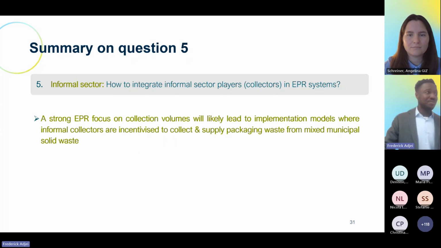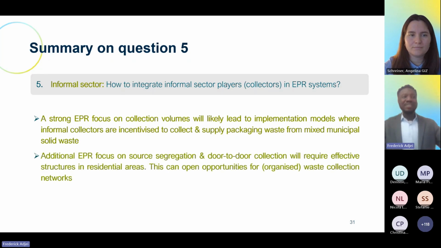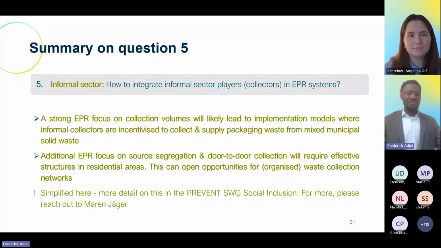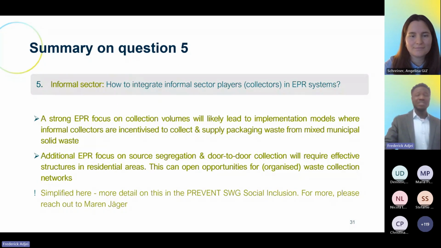Again, to summarize on that question, focusing on collection would give you the needed volumes you need, but going for perhaps an additional, more ambitious door-to-door collection would really yield better results. I think when you do it in this way, you have more interesting results. Also, there is a lot more information there from our colleague, Marin Yeager. We encourage you to look into that because this is also a social inclusion topic. There's a lot more benefit here than simply waste collection. You can go in many interesting ways with this that could end up being far more beneficial.